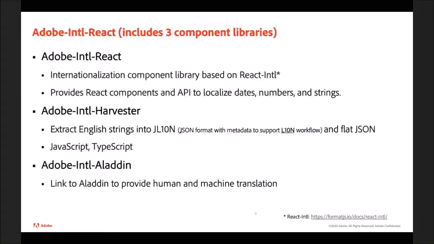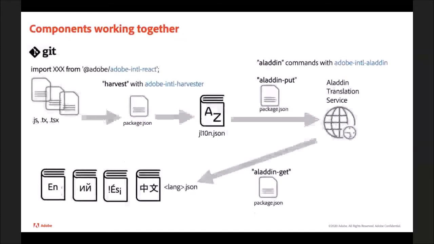The third one is Adobe Intl Aladdin, which is a connector to the Aladdin service to send out English strings and get human translation and machine translation back. It provides a standard yet configurable process for various types of projects to handle the communication with the localization service. This is a basic workflow that Alice will show you in her demo after this slide.